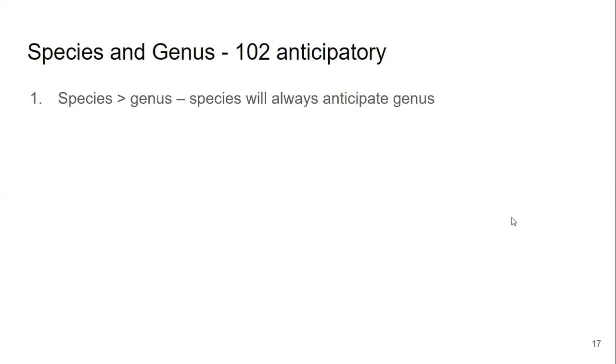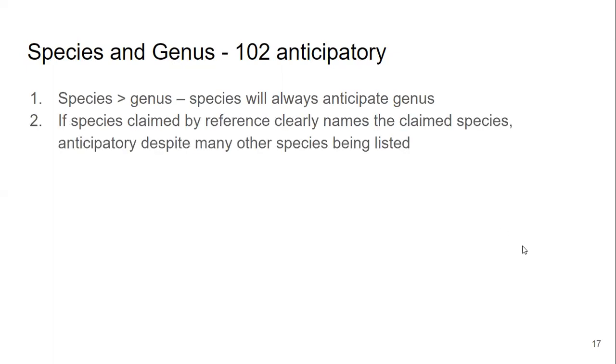So then we can start with species and genus in terms of 102 anticipation. If you remember, 102 is the one that is a lot harder to overcome. And so you have 102(a) that defines prior art, 102(b) and (c) that define exceptions. So if a prior art reference is claiming a species and the claim is about a genus, the species will always anticipate the genus. So then if the species is claimed by a reference that clearly names the claimed species, it is anticipatory, despite many other species being listed.